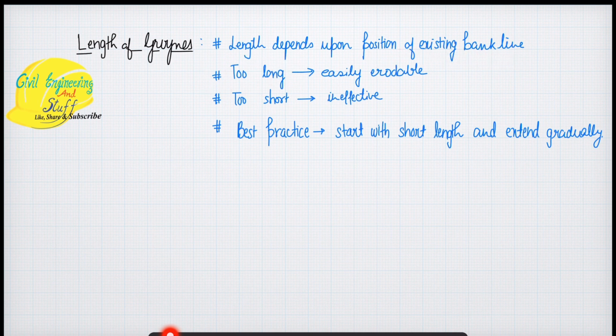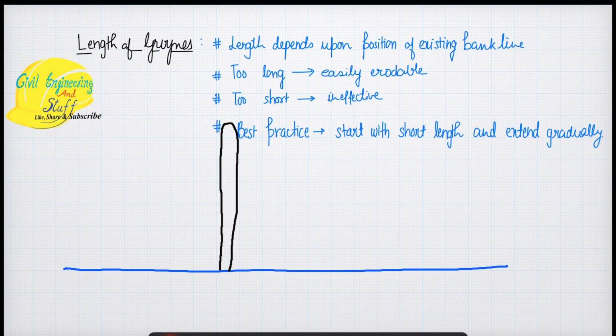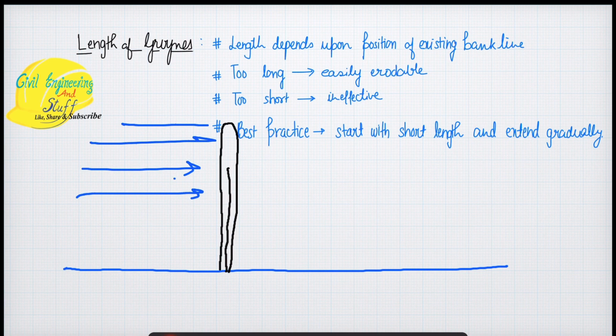If we construct too long, then this bank becomes very easily erodable. If it is too short, the whole purpose of installation of groyne becomes ineffective. What does this mean? Let's see. Let's say this is the bank of the river, and we have constructed one groyne. If we are constructing a very long groyne, what will happen is the water will come and strike the groyne. So the impact this groyne will face will be very high, and it becomes easily erodable.